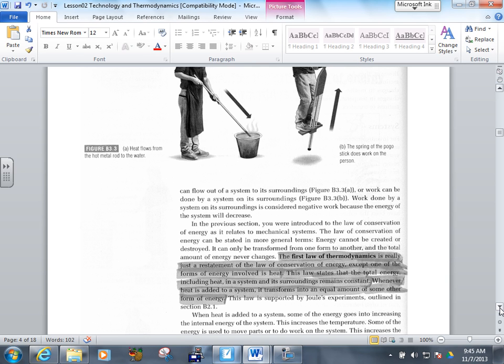So a system can lose energy just by losing it to the surroundings. We call that heat. Heat is a transfer of thermal energy. Heat itself isn't a form of energy. Heat is a transfer of thermal energy, and work is a transfer of mechanical energy. So when you do work, you actually move something, or change its shape in some way. Does that make sense to everybody? Yeah. So the first law of thermodynamics is, like we said, just a restatement of the law of conservation of energy.